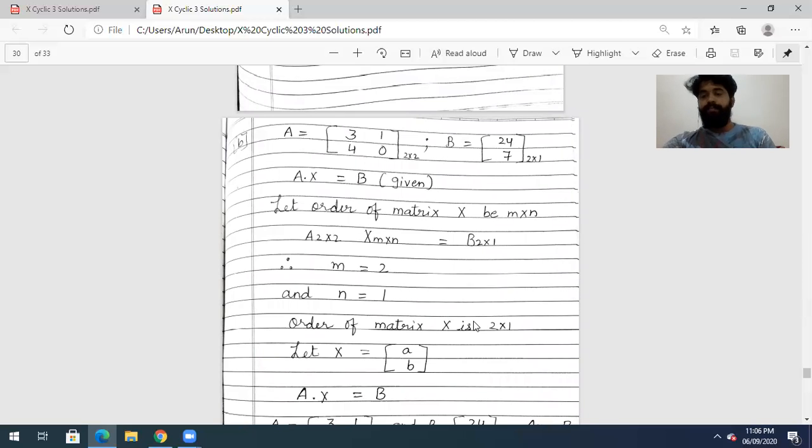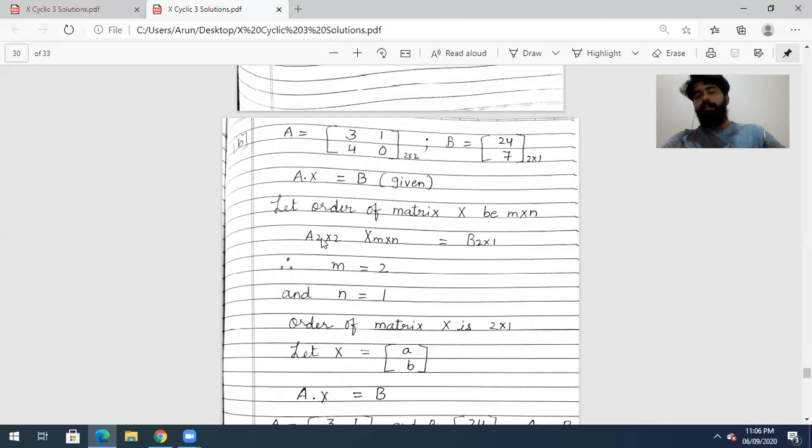Next, given A is equal to [3 1; 4 0] and B is equal to [24; 7], you have to find matrix X if AX is equal to B. So let the order of matrix X be m cross n. Since the multiplication of A and X is possible, the number of columns in A has to be equal to the number of rows in X. So we have m is equal to 2.